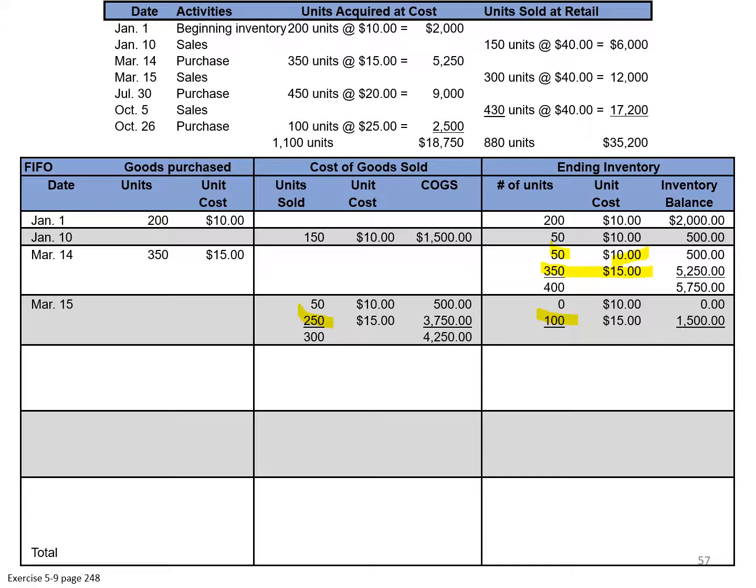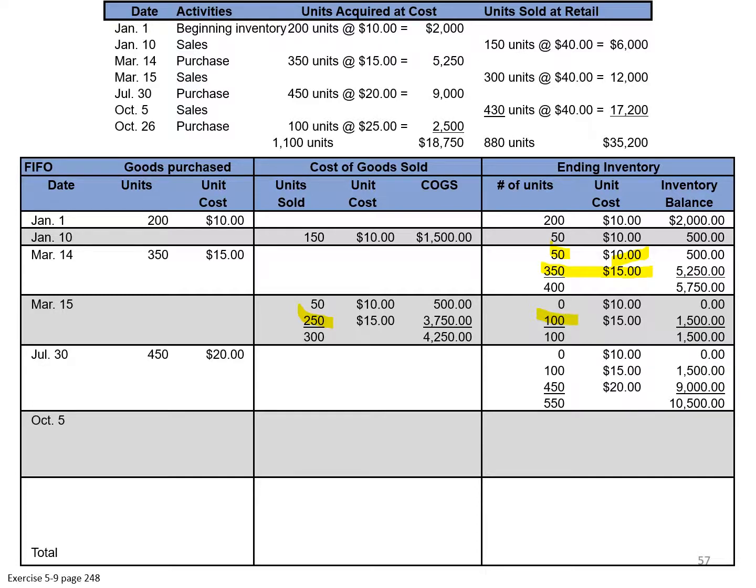Total cost of goods sold of that March 15th sale is your 500 plus your 3,750. Total ending inventory after the March 15th sale is 100 units at $15 each, or $1,500. Then on July 30th, we bought 450 units at $20. So we have 0 left from our beginning inventory at 10. We have 100 left from our purchase on March 14th at 15, and then we just added to it 450 at 20 bucks. So it's a total of 550 units. Total inventory balance of 10,500.